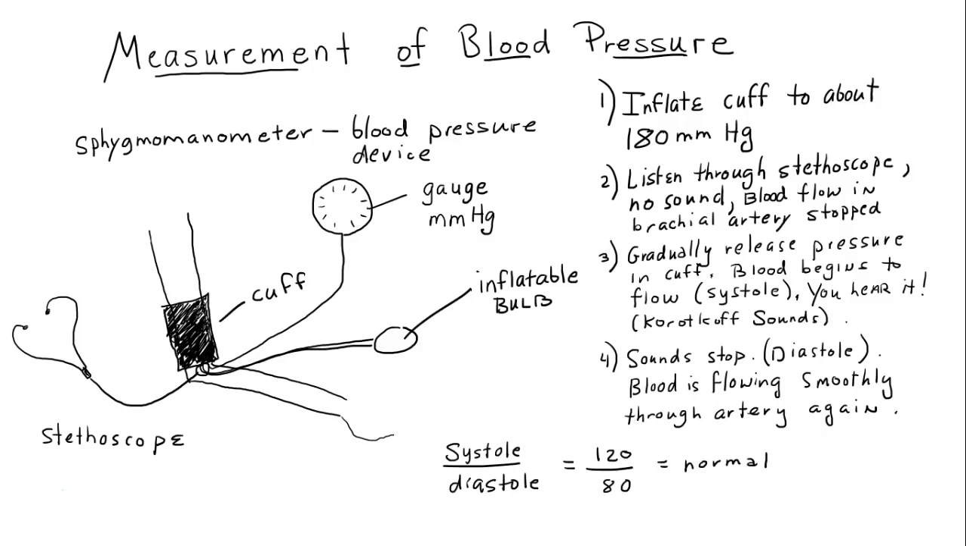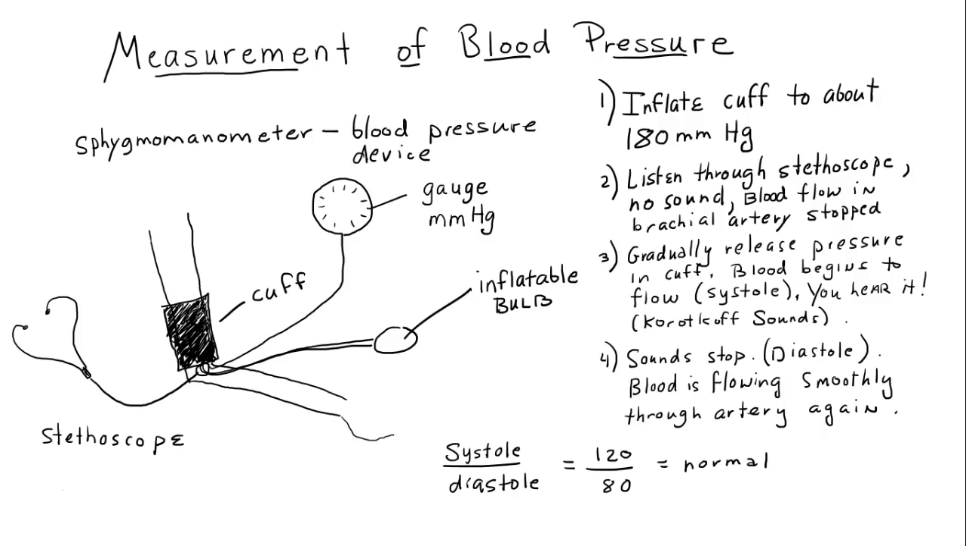For a typical person, 120 over 80 is considered to be normal. If you exercise, then it's probably going to be something like 110 over 70, so it'll be quite a bit less. Your heart is stronger, doesn't have to work so hard, and doesn't have to contract as much to get the same volume of blood out of it.